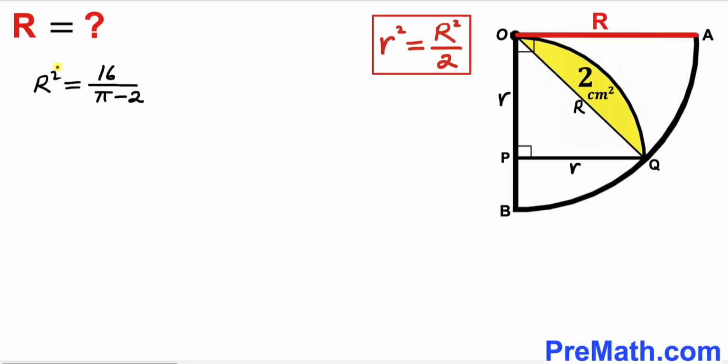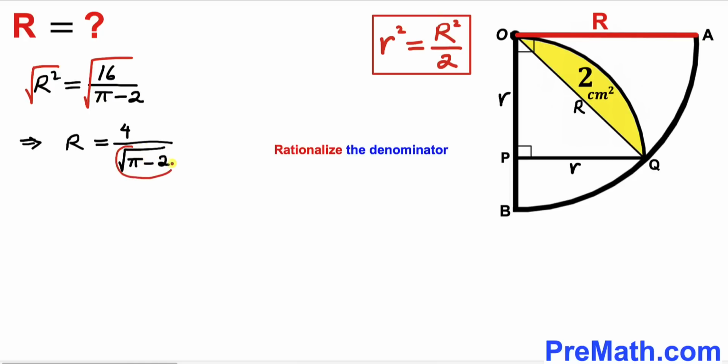And now I'm going to undo this square by taking a square root on both sides. So we can see that our uppercase R radius turns out to be the square root of 16, which is 4, divided by square root of pi minus 2. And now we are going to rationalize this denominator. So I'm going to multiply by the square root of pi minus 2, and at the same time I'm going to divide by the square root of pi minus 2 as well.